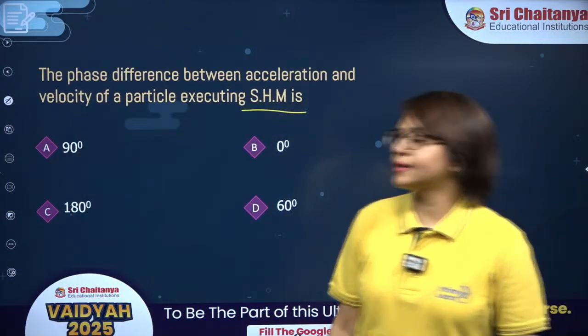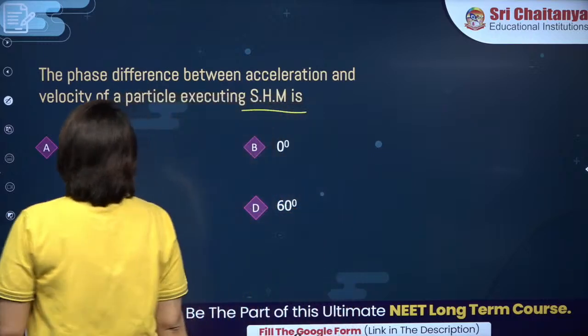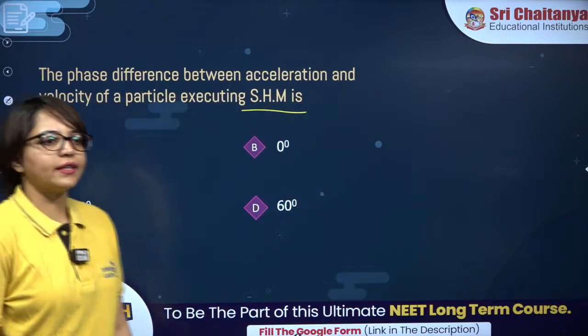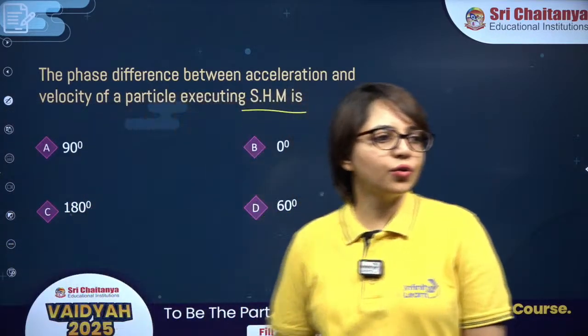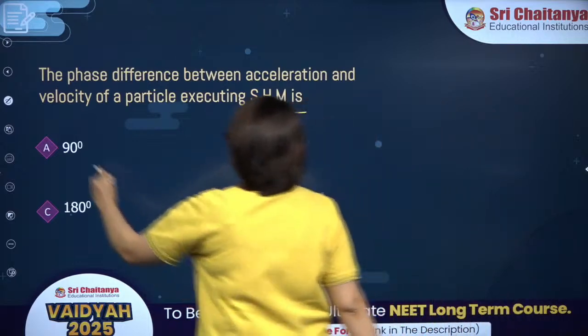Come on guys. Phase difference between velocity and acceleration. Option A, well done Rupa. So it is 90 degree, well done.